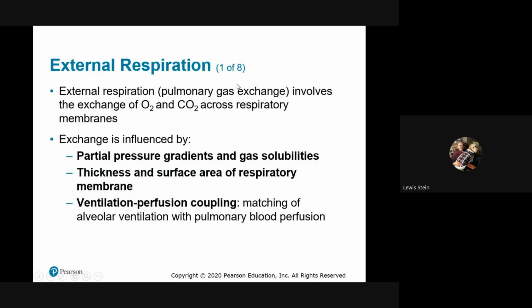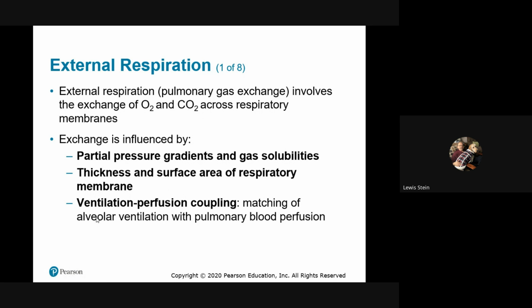So here we go. Now we look at the different types. This is at the lung level. This is external respiration, so oxygen and carbon dioxide. We look at the partial pressure gradients, the solubilities. This is interesting. Thickness is part of it. Surface area is part of it. It's interesting, and this is something you hear a lot about. It's a really important concept.